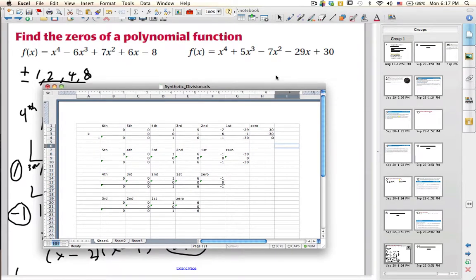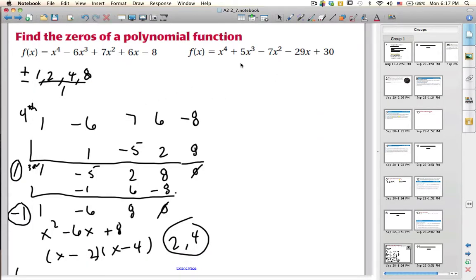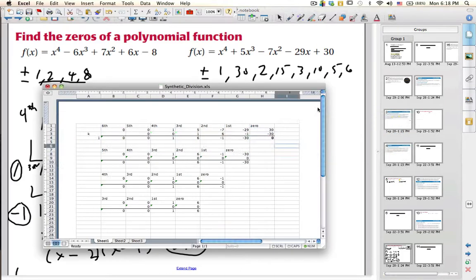But I want to go back for just a second, and I want to figure out what the possible solutions are. Because for 30, I have plus and minus 1 and 30, 2 and 15, 3 and 10, 5 and 6. So these are all the numbers that I might want to test. I found one solution. That's great. Now I'm going to try to find another solution. So let's try 1 again and see. No, 1 doesn't work. Now I try -1. That doesn't work. I try 2. 2 is a solution. That's great. And now each time I find a solution, I move down a level.